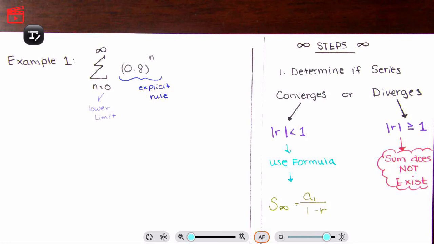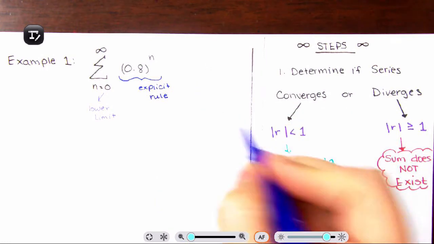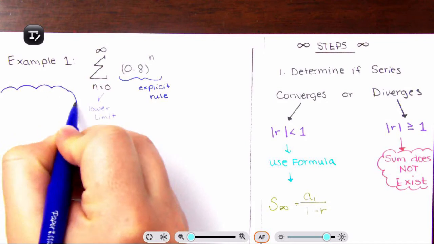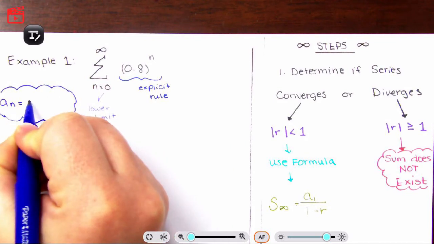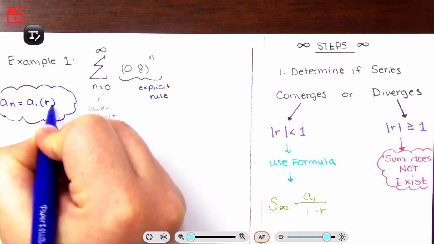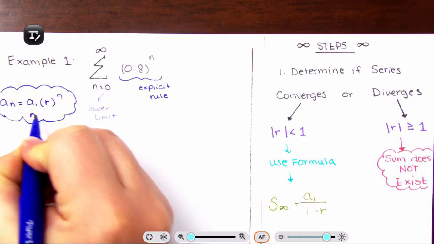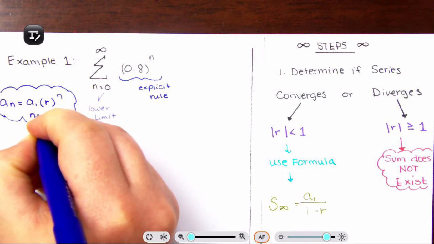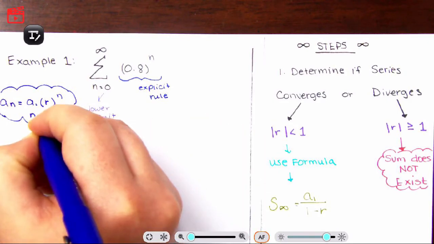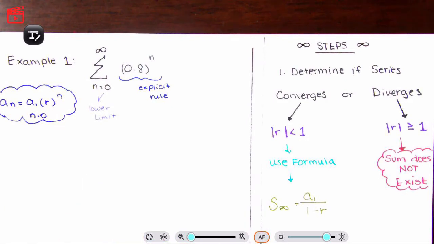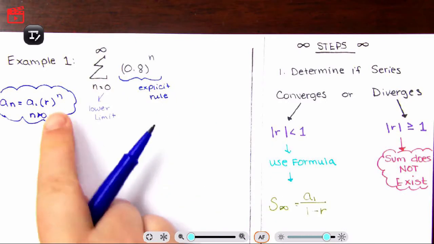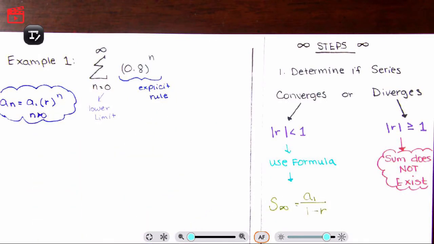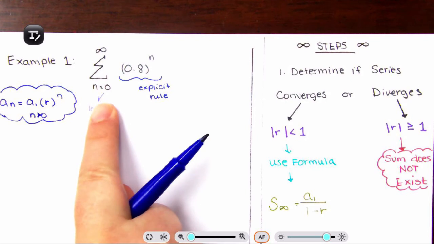So if we look at our cheat sheet, you're going to notice that we have a rule: A sub n is equal to A sub 1 times R to the n power, for when n starts at 0. So when n starts at 0, we can also say greater than or equal to 0. That means the lower limit of this equation is 0.